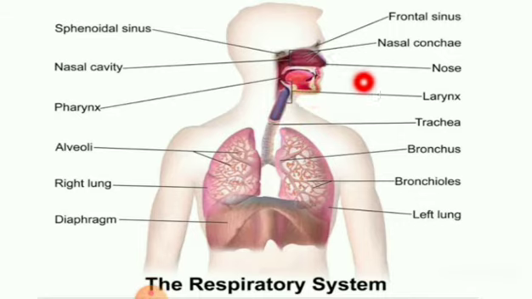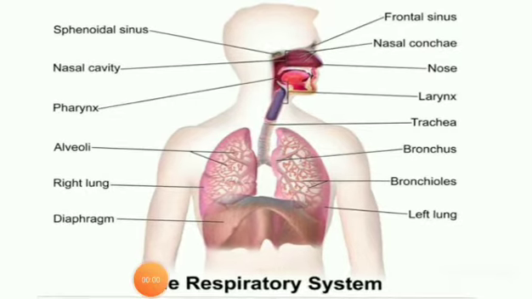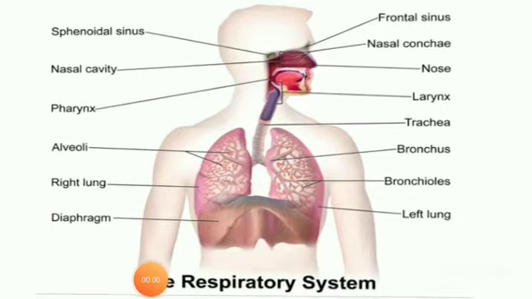First one, nose. We inhale air through the nostrils, which lead to the nasal cavity. The inner surface of this cavity is lined with cilia and mucus-producing cells, which make it sticky and moist. The cilia and mucus trap dust and germs and prevent them from going deeper into the respiratory tract. The blood vessels in the nose help to warm the inhaled air.